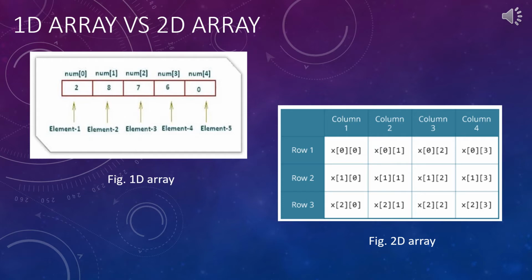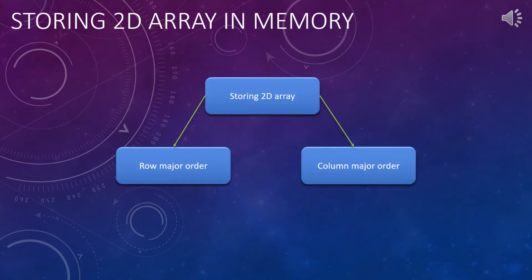Now let us see a 2D array. This is a 2D array. It has 3 rows and 4 columns. Here also the indices start with 0,0. So we can see 0,0, 0,1, 0,2, 0,3 and so on. In these places we can store the values. So we can get a base idea of a 2D array.